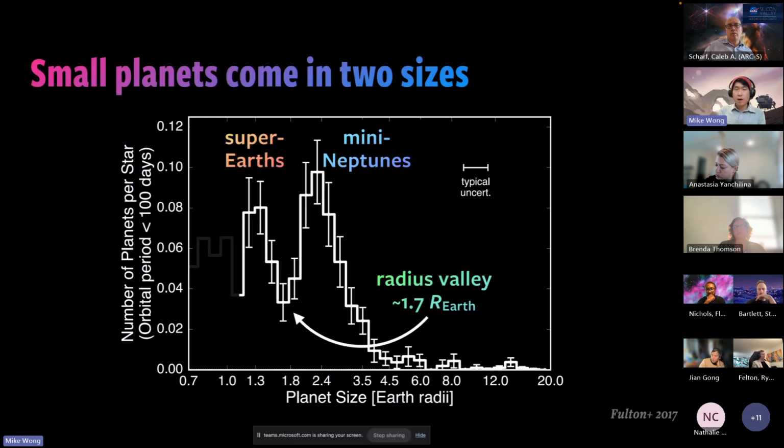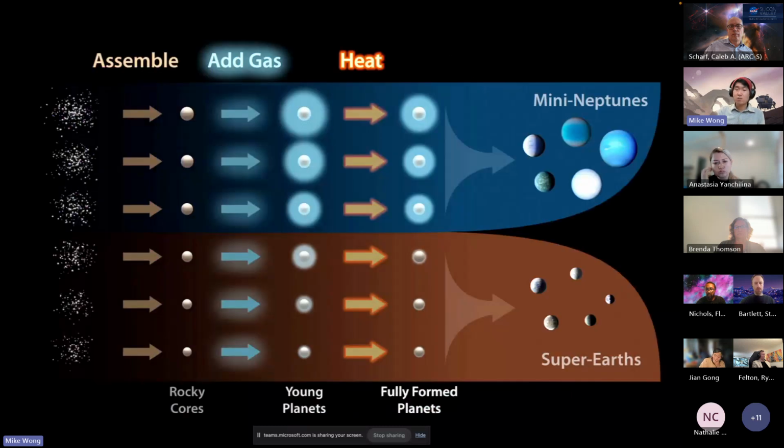So you can clearly see this bimodal distribution that points to two distinct populations, which we now call super Earths and mini Neptunes. And so this discovery needed some explaining and has spurred more detailed discussions of how planets gain and lose mass in their lifetimes.